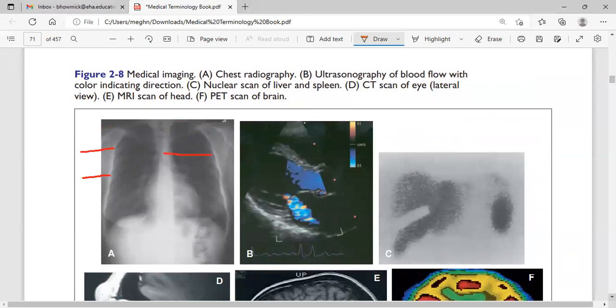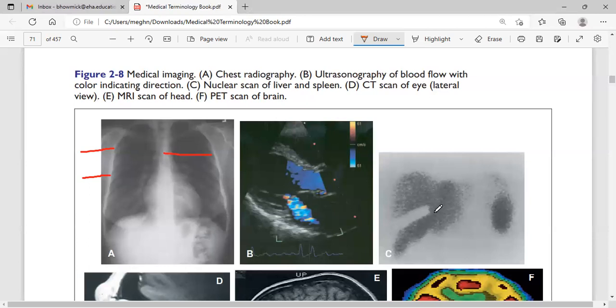So here are a few examples, like pictures of some imaging. Picture A is chest radiography, anterior-posterior view. Here we can see the cardiac shadow, right? This is the trachea and two lungs, and this is the diaphragm, and you can see this is the intestinal area. Picture B, ultrasonography of the blood flow, with color indicating the direction. So this is the ultrasonogram showing the flow of blood.